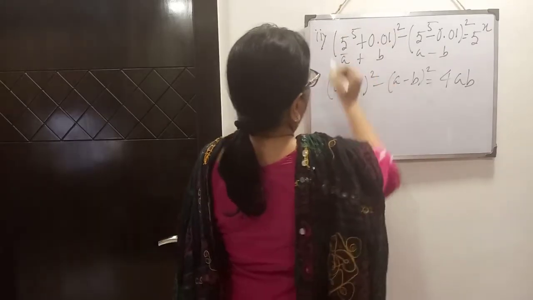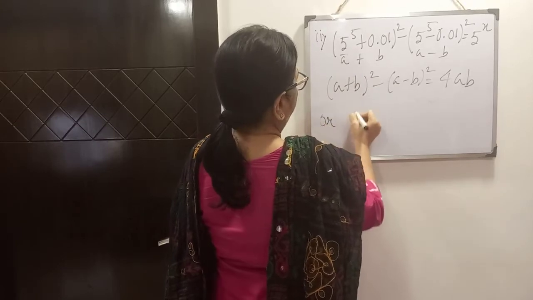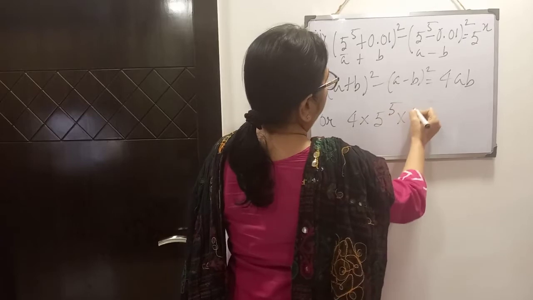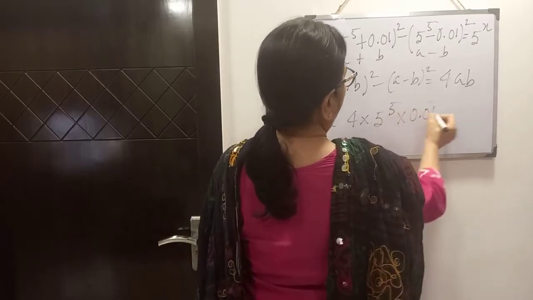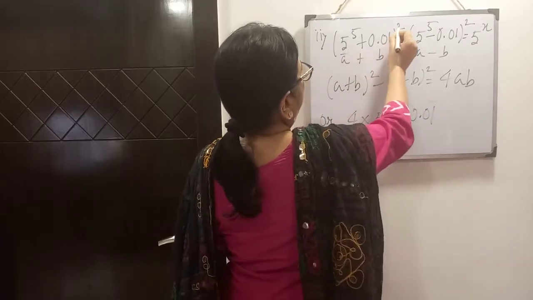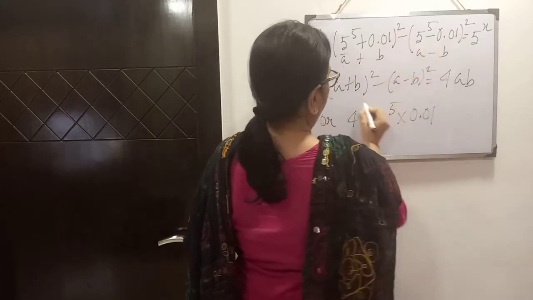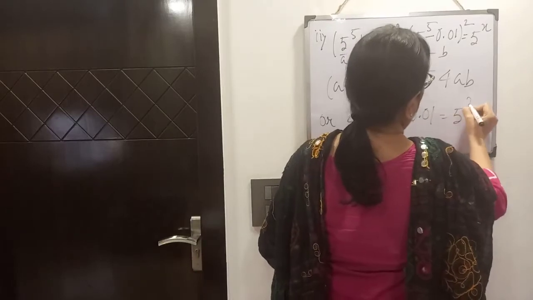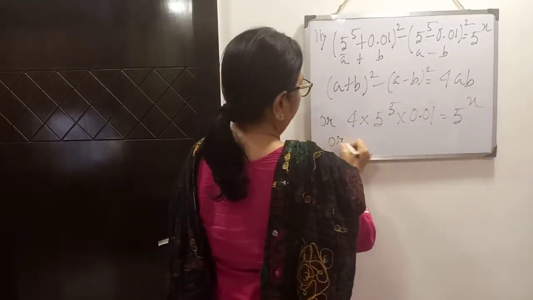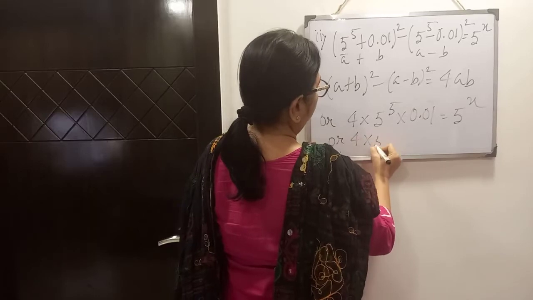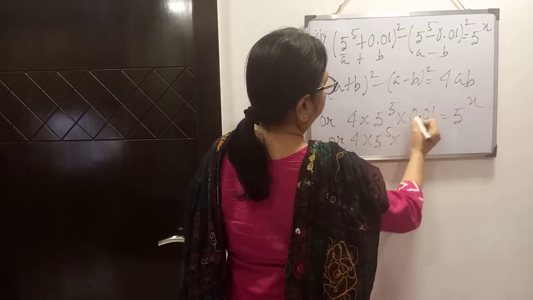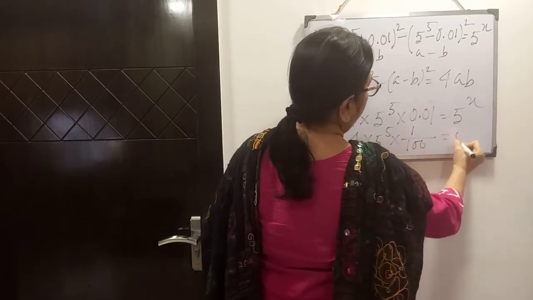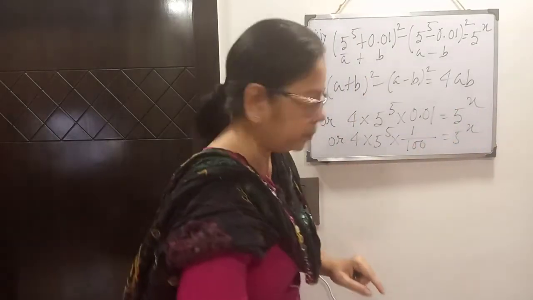So here we will apply this. Our A means 5 to the power 5 and B means 0.01. So from here, A plus B whole square minus A minus B whole square, we have got 4AB. Clear? And the right hand side 5 to the power x. Now remove the decimal, it is coming 100 equals 5 to the power x.